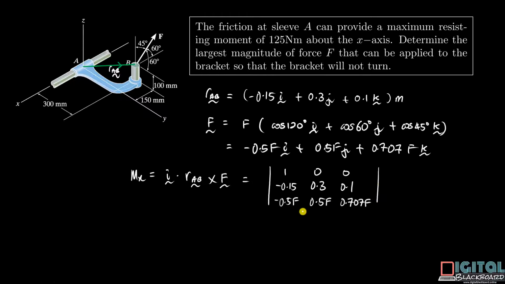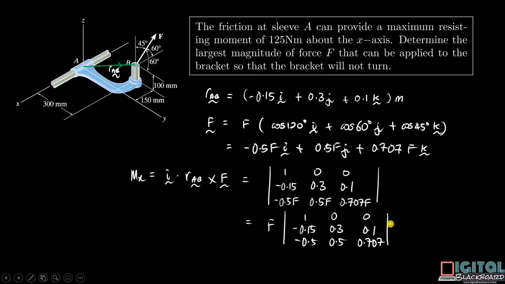Now, if you look at the last row, there's a common factor of F, so we can take it out. And then we are left with just this determinant here, minus 0.5, 0.5, 0.707. And then you can use either a calculator or hand calculations to compute this determinant. You will end up with 0.1621F.